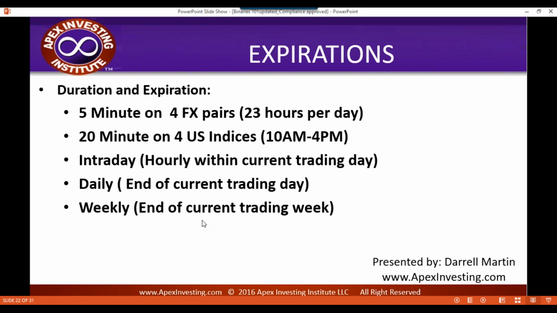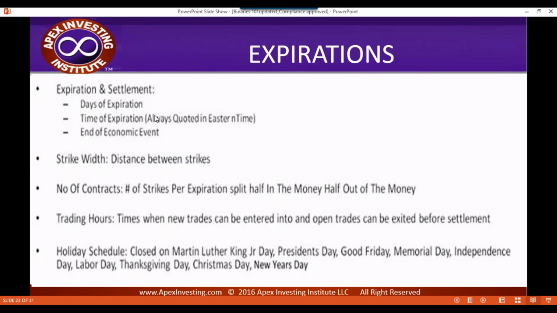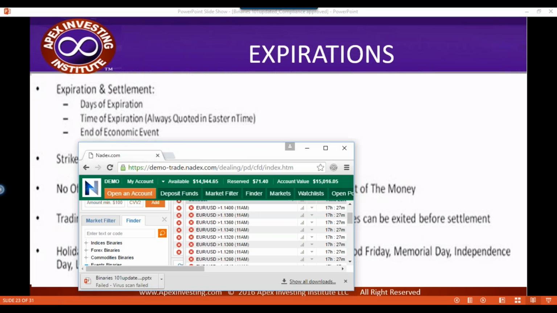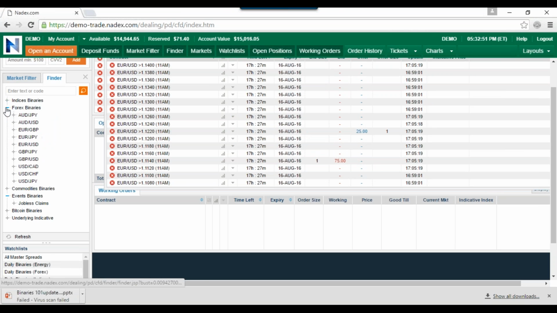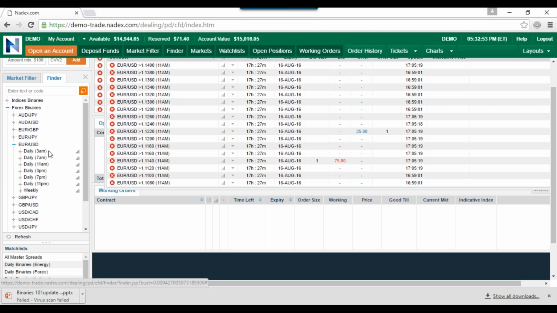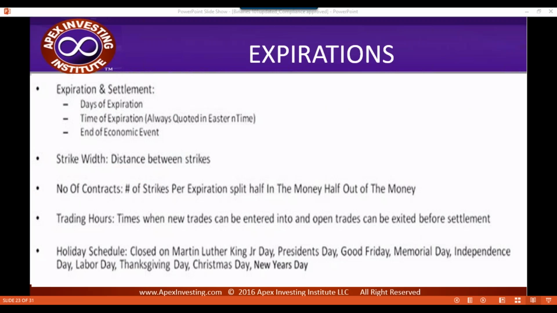Okay, so expiration and settlement, like I said, there's different days of expiration, time of expiration. On euro dollar, or really any of the Forex pairs, even right now, you've got 3 a.m., 7 a.m., 11 a.m., 3 p.m., 7 p.m., all the way up to 11 p.m. tomorrow. Weeklies. Here at 6 o'clock when the exchange opens back up, you'll have 5-minute binaries available. You'll have hourlies available. Tons of opportunity there.